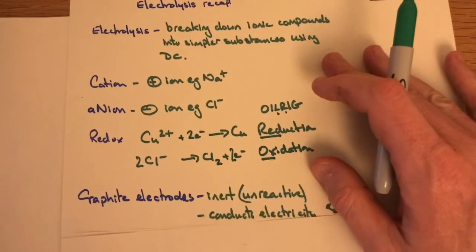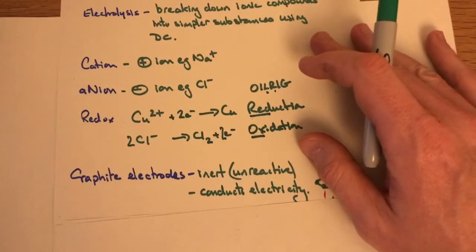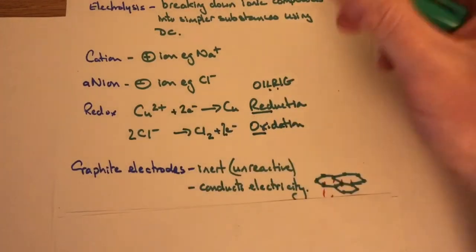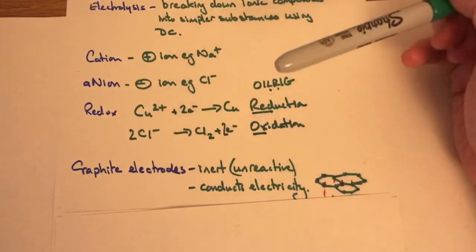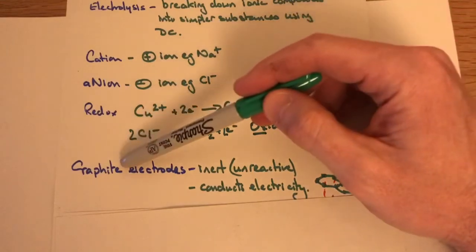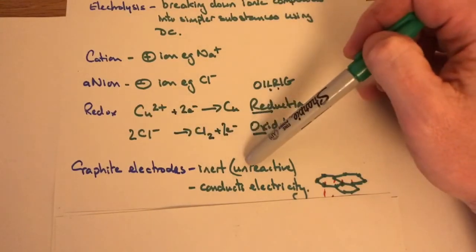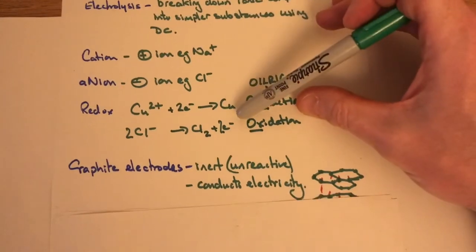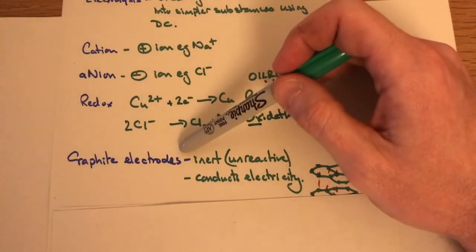Final little bit to remember here is around the process of electrolysis. When we do this, we use graphite electrodes, and there are 2 reasons why we use graphite. Graphite is inert. That means it's unreactive, so it's not going to take part in the chemical reaction. And the second reason is that graphite conducts electricity.